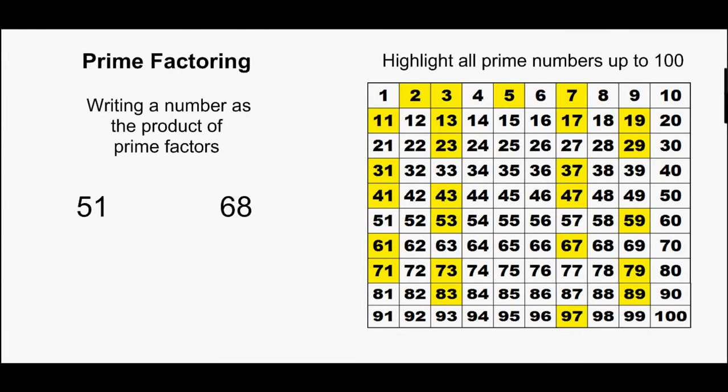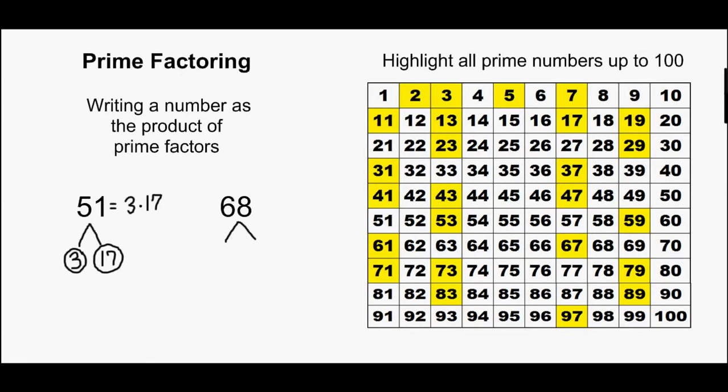Let's do one last example. Let's prime factor 51 and 68. 51 can be written as 3 times 17. 3 is prime, 17 is prime. 51 equals 3 times 17.